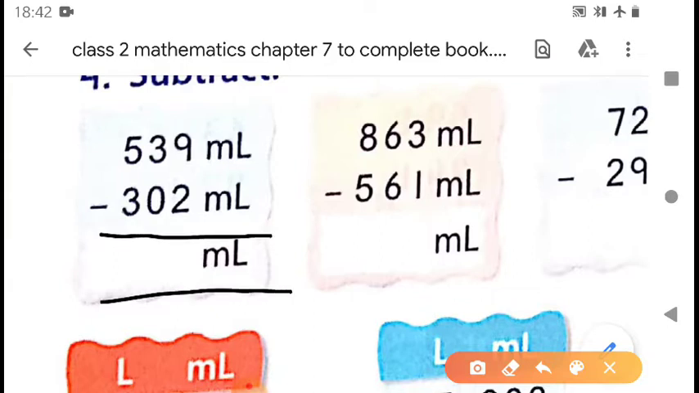Subtracting the ones place, we get 9 minus 2, 7, 3 minus 0, 3 and 5 minus 3, 2. Okay, so 539 ml minus 302 ml is equal to 237 ml. And then you can check your subtraction also.